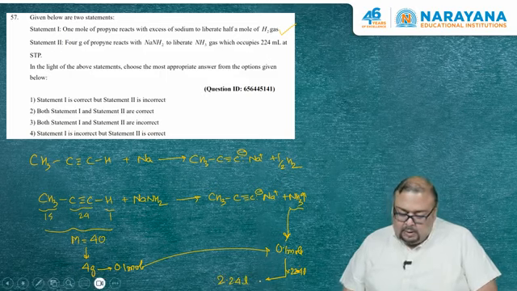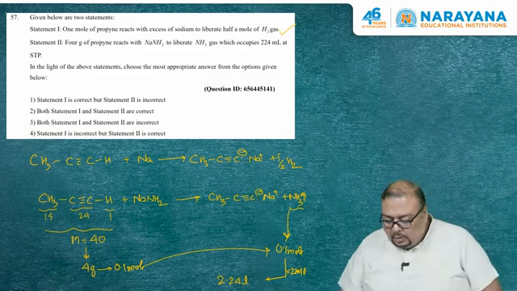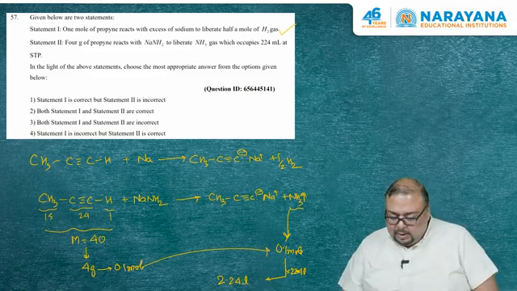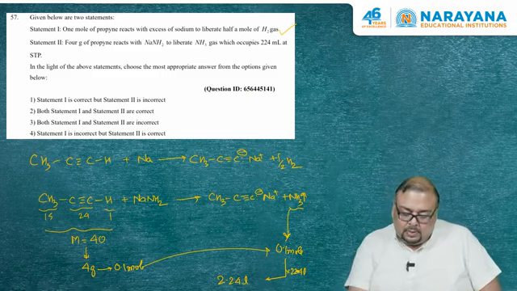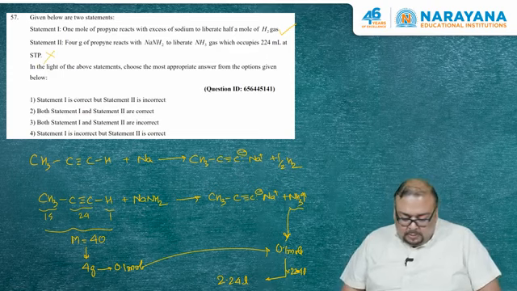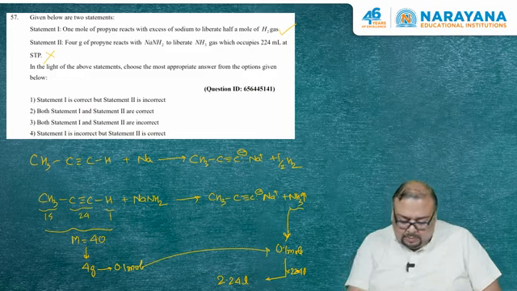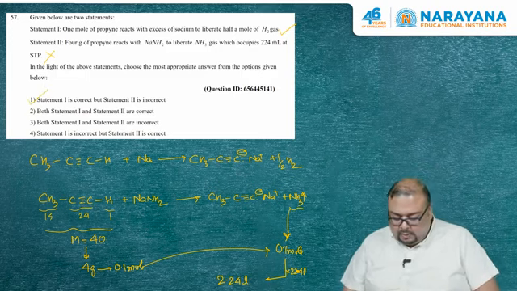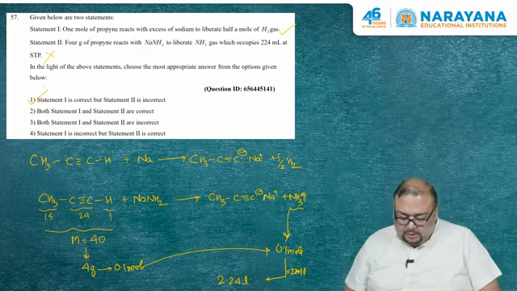Well, the given option is 224 ml. So this is at STP, which is not correct. So statement 2 is incorrect. So the option should be that statement 1 is correct, but statement 2 is incorrect. So the correct option will be option A or option 1. Okay, after this we have question number 58.